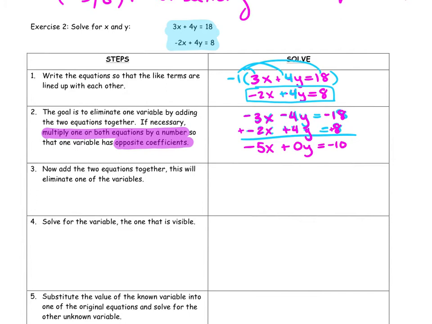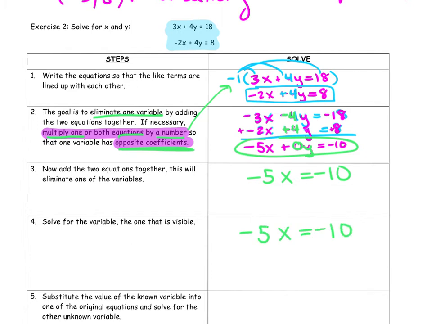Okay, so we did it. We eliminated one of the variables by multiplying one of the equations by a number, that number being negative 1, and we had opposite coefficients, right? We had the negative 4 and the positive 4. That's opposite coefficients. That's what we wanted. So now let's write. We have negative 5x equals negative 10 because 0 times y is just 0. Awesome. Now we're going to solve for one of the variables. So I have negative 5x equals negative 10. Divide by negative 5. And I get x to equal 2.